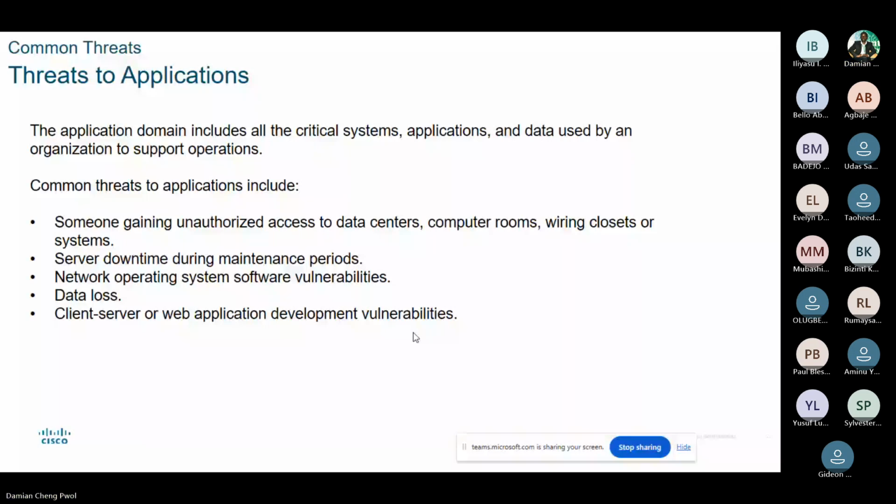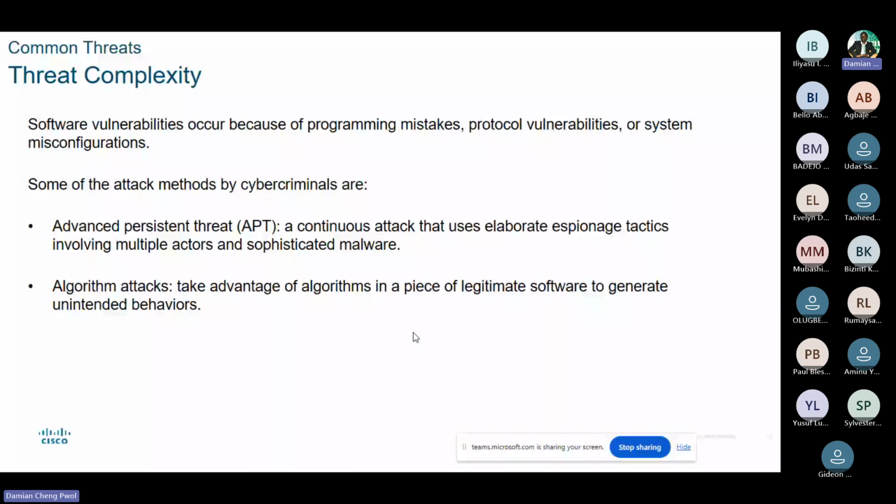Threat complexity. Software vulnerabilities occur because of program mistakes, protocol vulnerabilities, or system misconfiguration. So during programming, you may create doors, openings, for an attacker to take advantage of. Protocols could be vulnerable. That is why in some cases certain things need to be updated. Or system misconfiguration, where you didn't do the right configuration to set up a system. So that could be a problem.